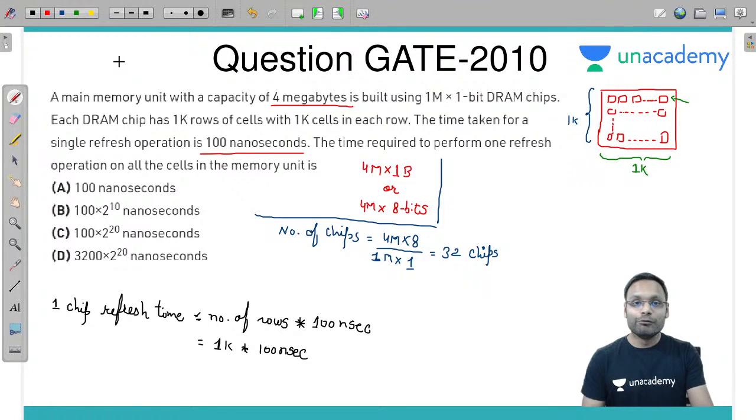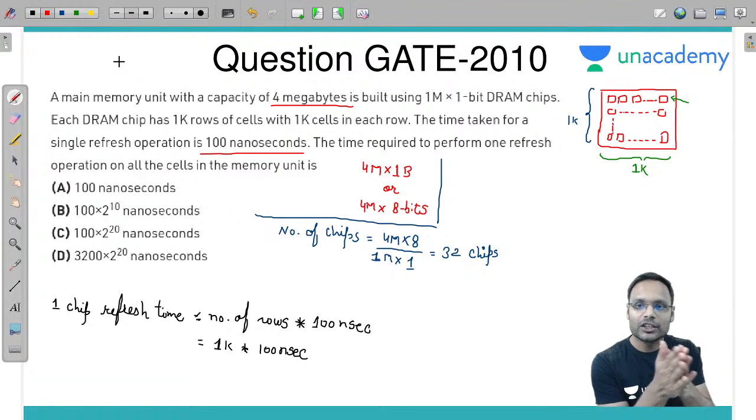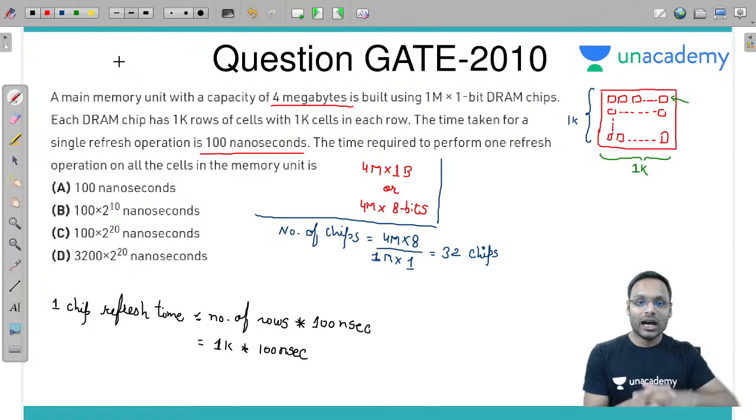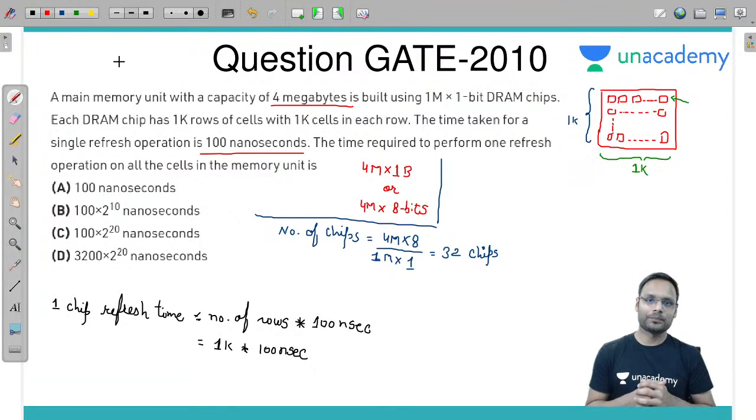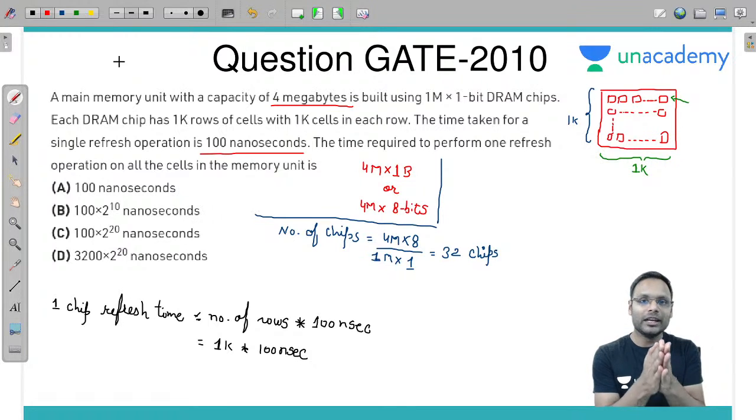नहीं, एवरी चिप विल हैव इट्स ओन रिफ्रेश लॉजिक. हर एक चिप का अपना रिफ्रेश लॉजिक होता है जो चिप के साथ में आता है. So if you purchase a chip of DRAM, every DRAM chip individually can be refreshed. So all those 32 chips can be refreshed parallelly.